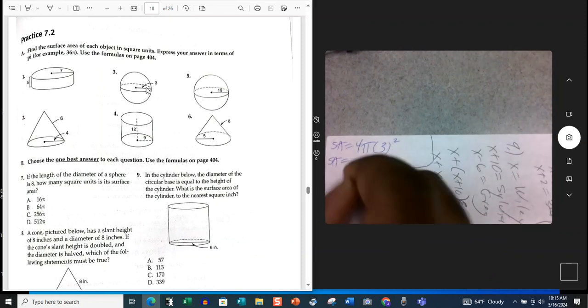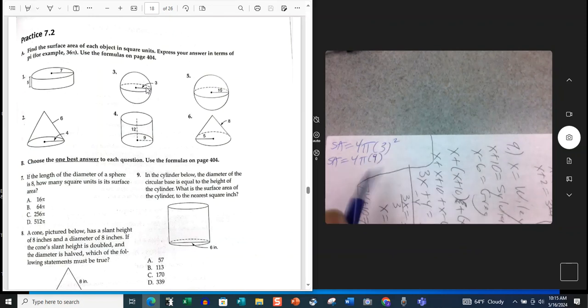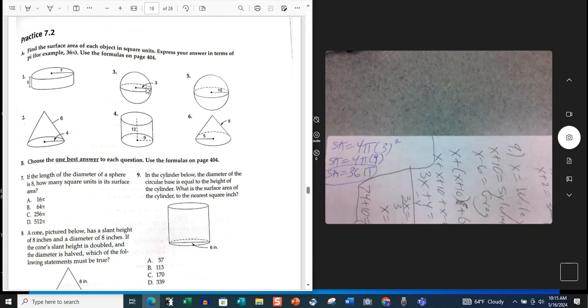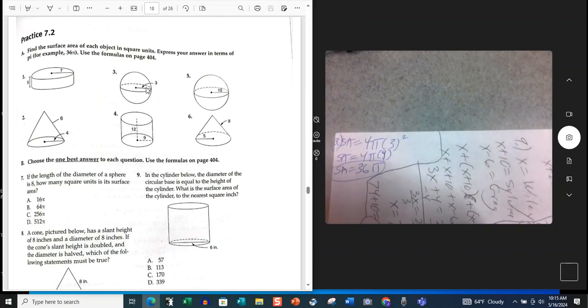So the surface area is equal to 4 times pi times 9. So 4 times 9 we know is 36, so it'd be 36 pi. So that would take care of problem number 3. That was problem number 3.